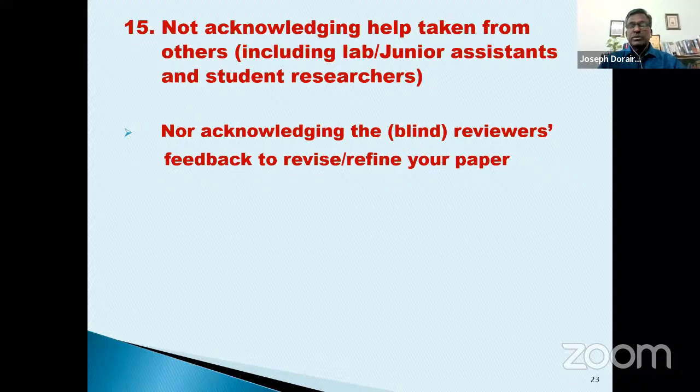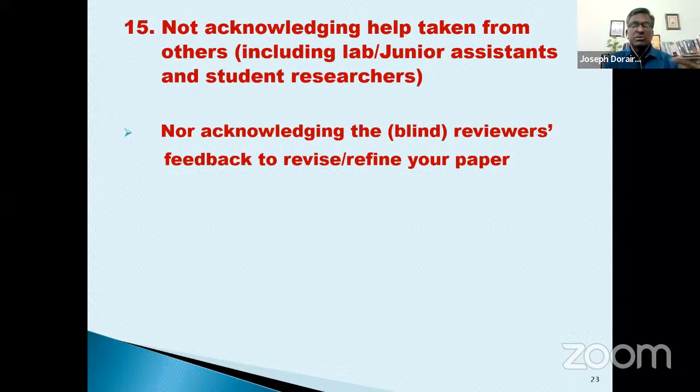Okay, so when you publish your paper or your PhD thesis, you acknowledge. But very often the lab attenders are left out. The junior assistants are left out. The student researchers are left out. So wherever you have taken help, wherever you have received help, whether it is a lab attender or a junior assistant or a student researcher, that help should definitely be acknowledged.